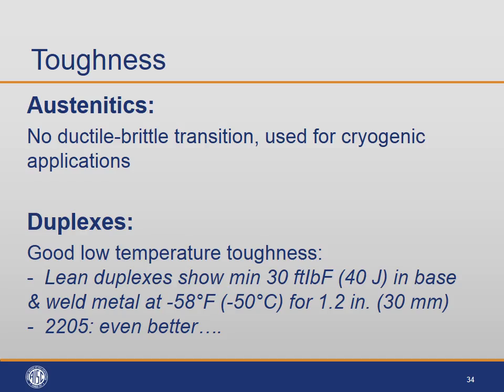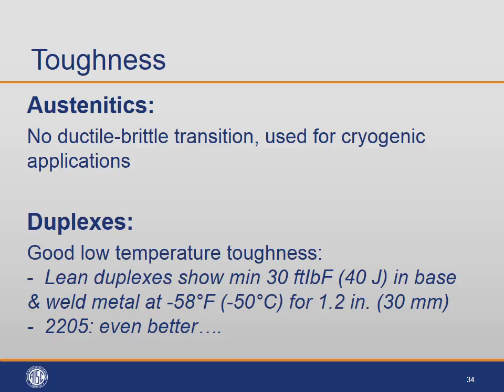What's the toughness then at lower temperatures, sub-zero? Well, for the austenitic family, there's no ductile to brittle transition. The material remains ductile down to very, very low temperatures. The duplexes are a little more similar to carbon steel when it comes to ductility at low temperatures. They generally have good low temperature toughness.